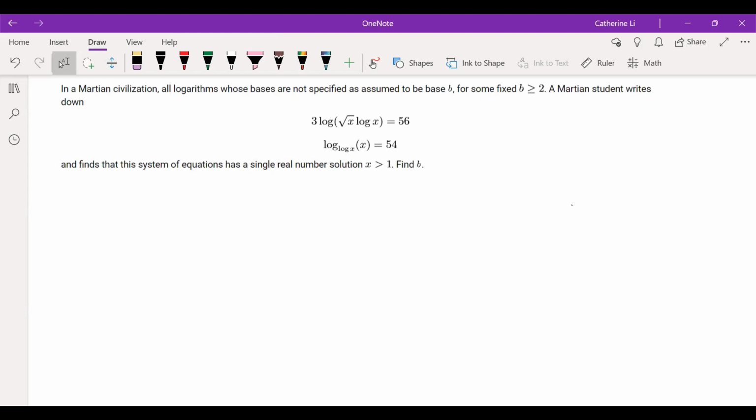So we have a Martian civilization where all of the logarithms are base b, and then we have these two equations and we want to find what that base is.